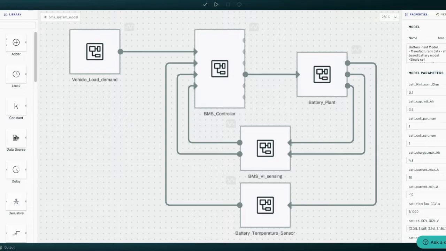In this video, I'm going to discuss how I created a battery management system model using Collimator. Collimator is a Python and cloud-based model-based design software platform.